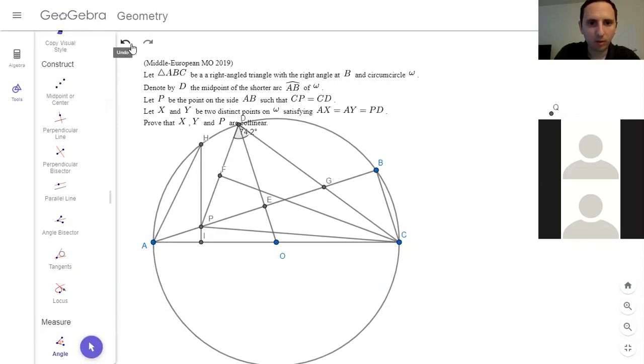No. But this angle is equal to this angle.